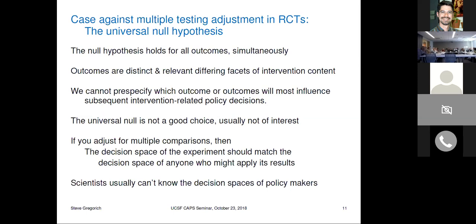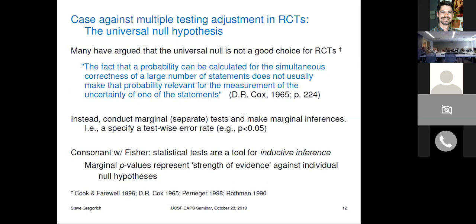And so this whole idea of having a universal null just doesn't seem to be the right choice when you're trying to inform policy decisions that will be made by others. Many have argued that this universal null is just not a good choice for scientific randomized controlled trials. And so anytime you can quote D.R. Cox in your defense, you should do it. So I have done that here, and that's about the pithiest quote I could find. It's relevant to the nature of this problem, because you can't have little pithy statements about why you disagree with one position or another.